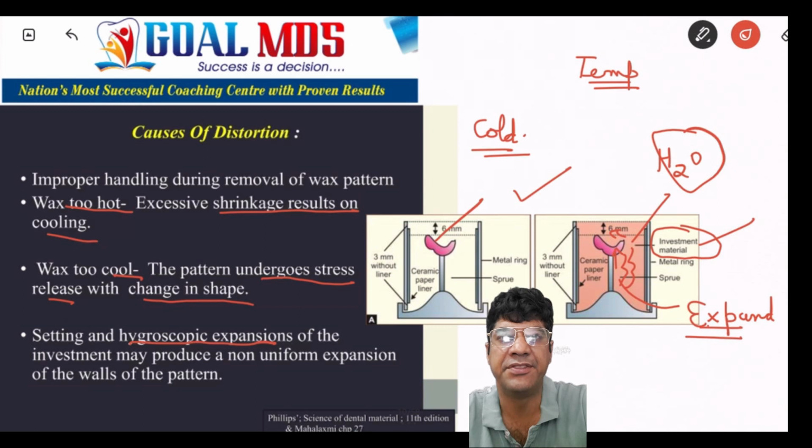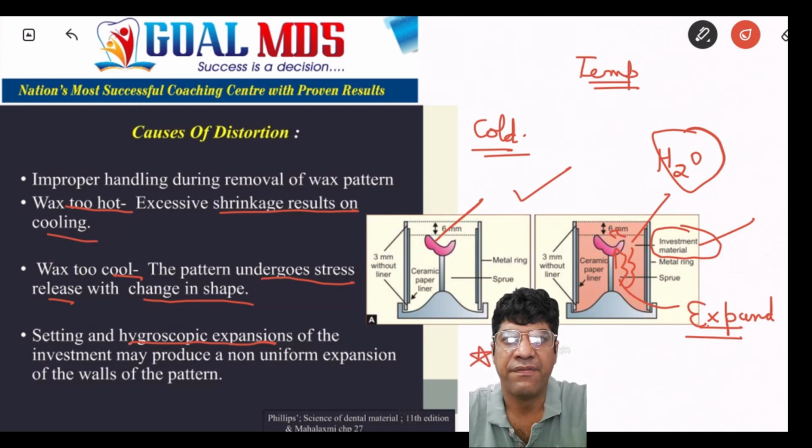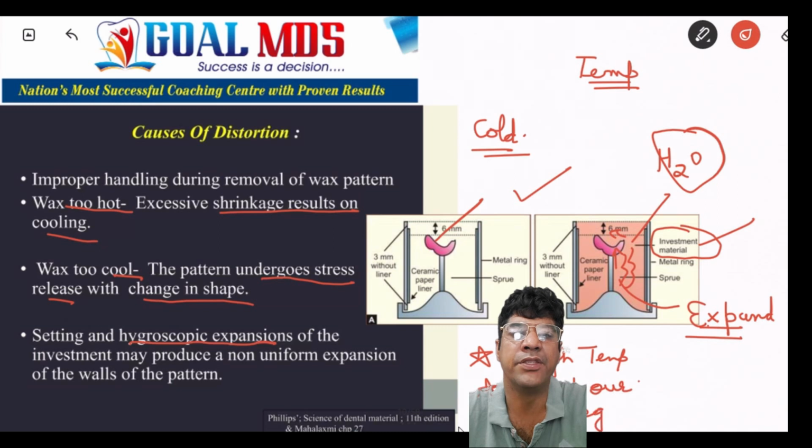Follow proper investment techniques to control the expansion. So how can wax distortion be minimized? The first is manipulation of wax at a high temperature. Second, invest the pattern within 1 hour after finishing. And if storage is required, one should store it in a refrigerator.